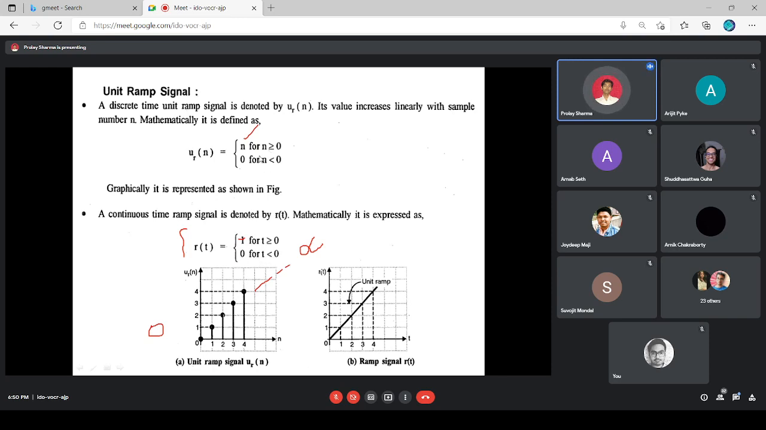So suppose n equal to 1, the ramp amplitude will be 1. For n equal to 2, the amplitude will be 2. For n equal to 3, amplitude 3; n equal to 4, amplitude 4; n equal to 5, amplitude 5; n equal to 6, amplitude 6. That means if we join these points, we will get a straight line, y equal to mx. Straight line equation.